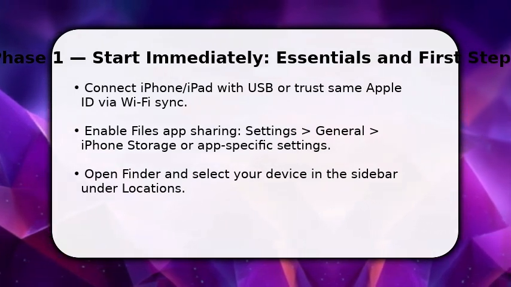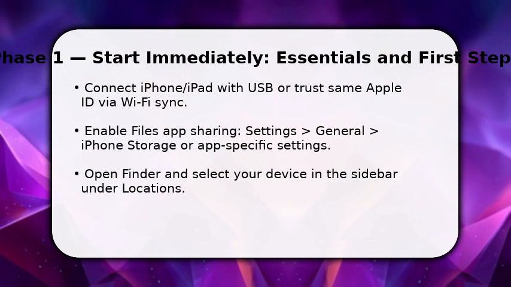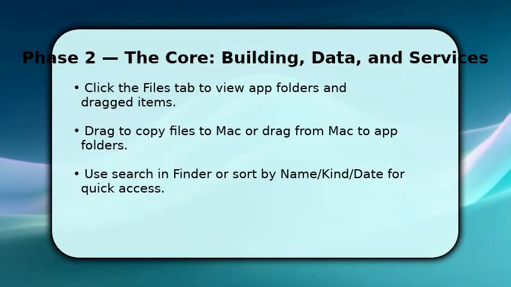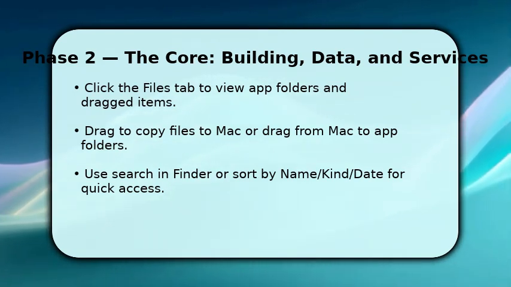This sets Finder as the portal to app-shared documents and backups, and prepares you to inspect actual files rather than just media. You now click the Files tab to list apps that share documents. This shows folders and individual items.